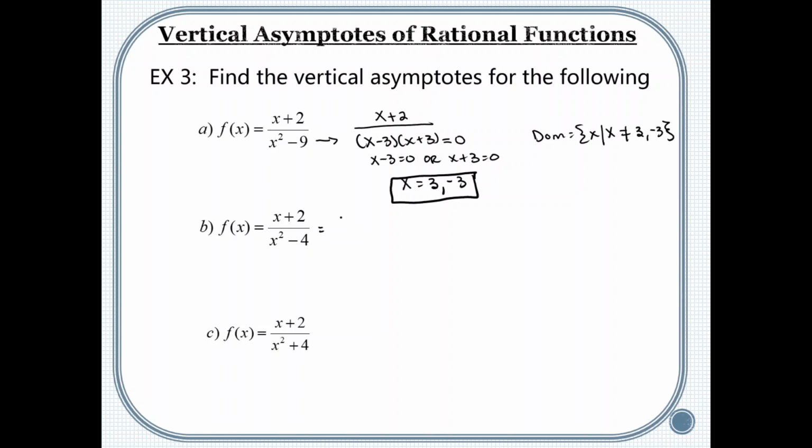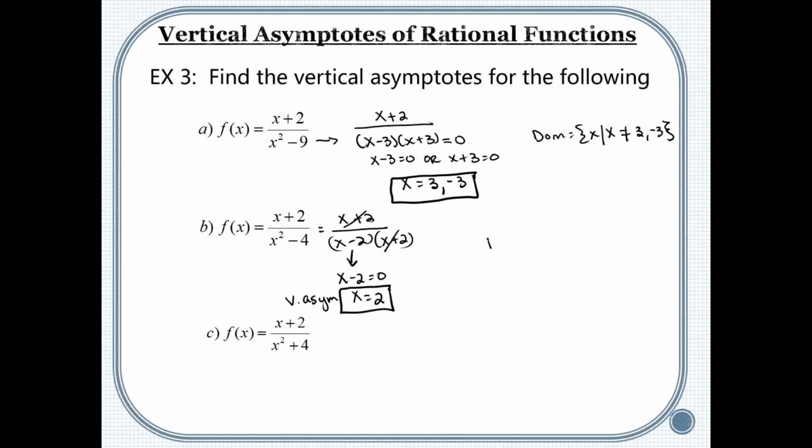Okay, in part B here, if I factor the denominator, the minus 4 goes to minus 2 and plus 2. Now this is going to reduce. So now this tells me x equals 2 is the vertical asymptote.